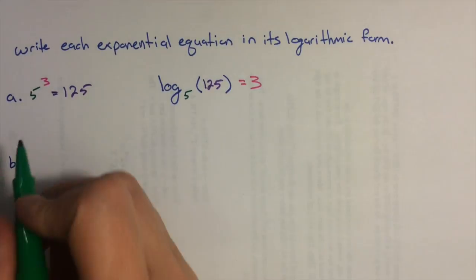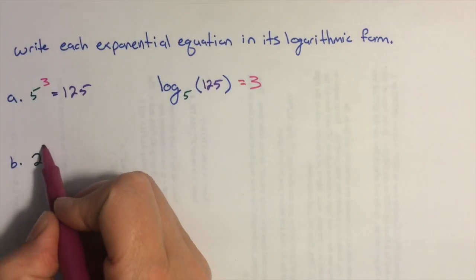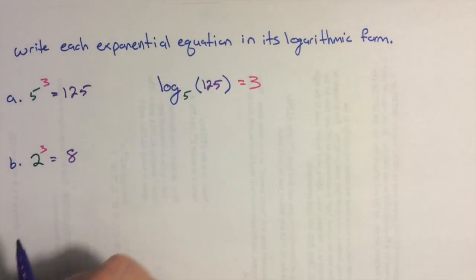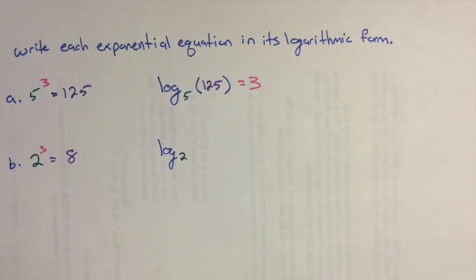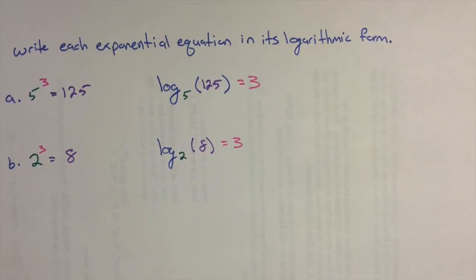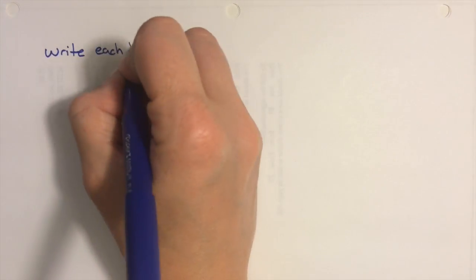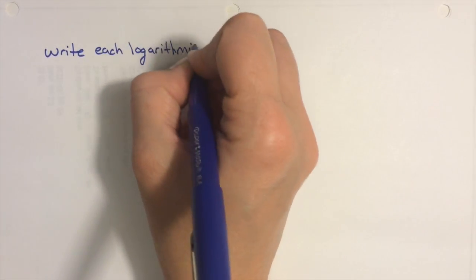For our second equation, we'll look at 2 cubed equals 8. In this case, 2 is the base, so I'm going to have a log base 2. And again, the inputs and outputs are swapped, so 8 becomes the input to the logarithm and 3 becomes the solution.